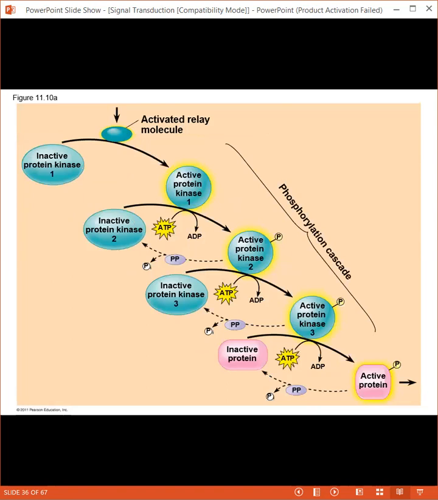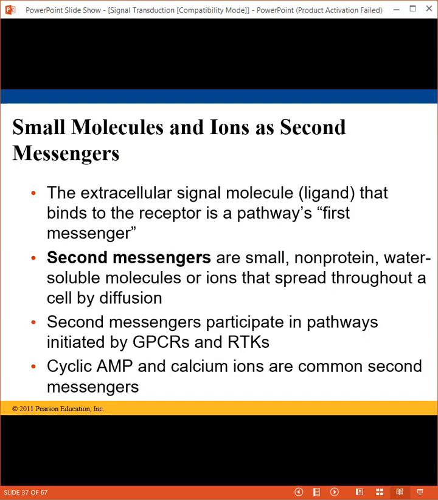So in the same way, the phosphorylation cascade can pass on from one molecule to another molecule, and it can generate lots of branches in that pathway. The next important molecules are known as second messengers. These are small molecules and ions, and the extracellular signal, which is known as the ligand, that binds to the receptor is a pathway's first messenger.